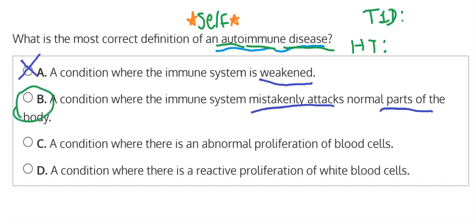Option C says a condition where there is an abnormal proliferation of blood cells, and D is a condition where there is a reactive proliferation of white blood cells. So these have to do with conditions within the blood, within the hematic system, and not so much with that immune system response that we discuss in an autoimmune disease. So therefore, options C and D do not relate in this question, and option B would be the best description of an autoimmune disease.